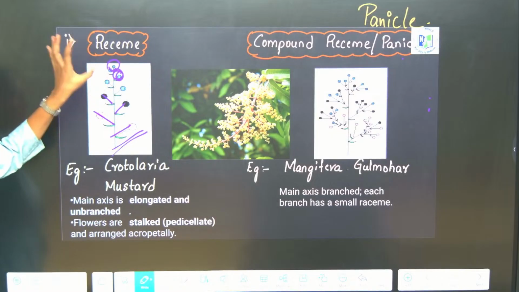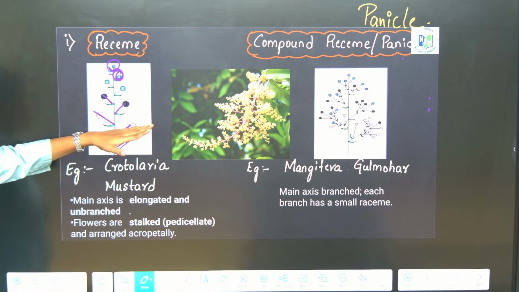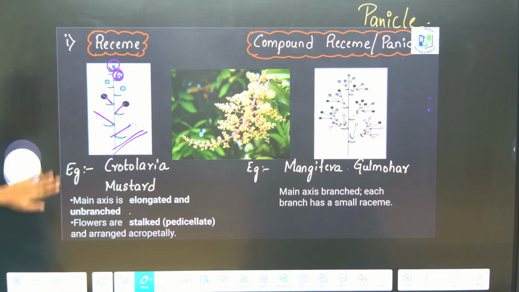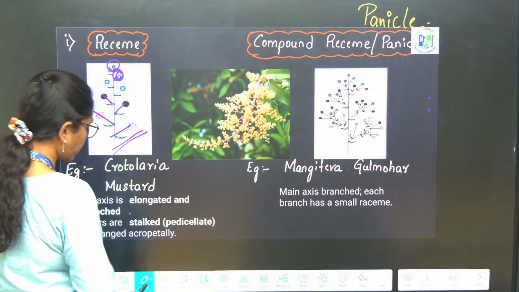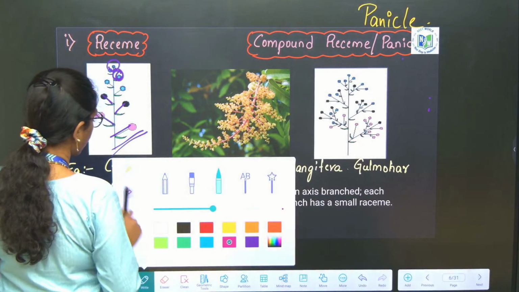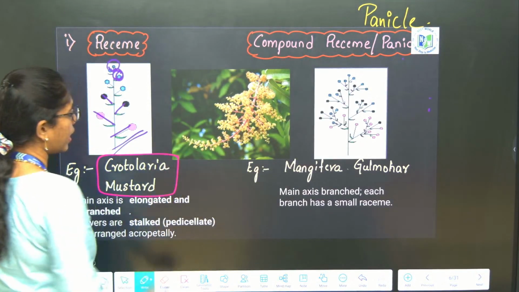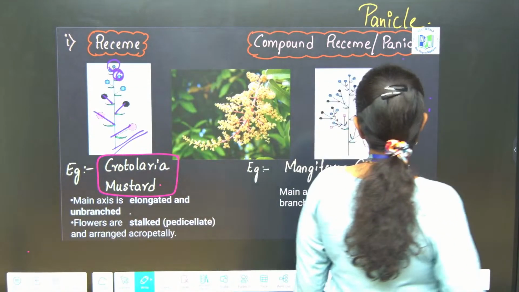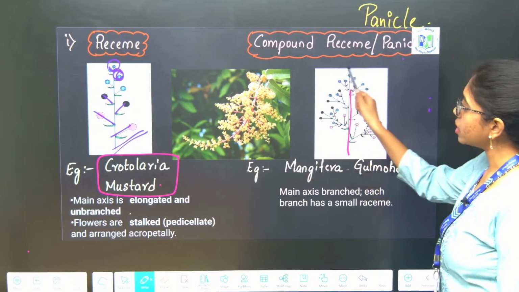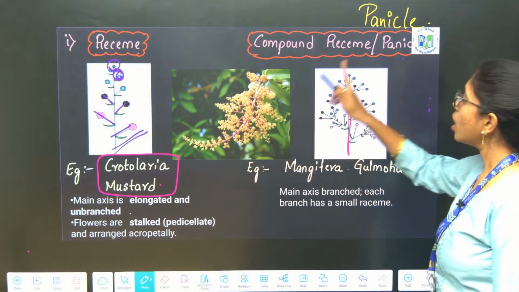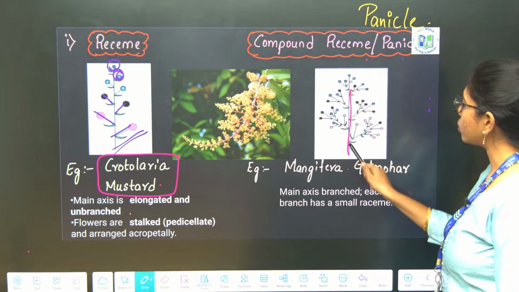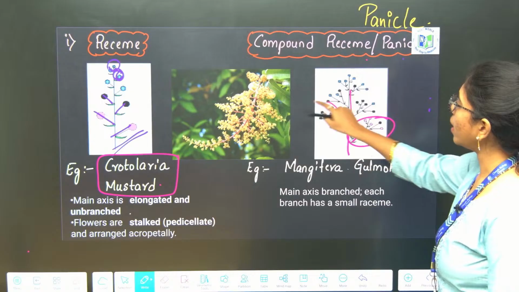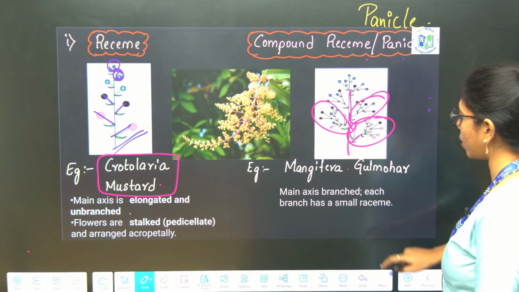Here, elongated, unbranched stem, stalked flowers arranged in acropetal succession, then you will term it as what? Simple raceme. Examples include Crotalaria and mustard, which belongs to Brassicaceae family. And here you see branched raceme. The main axis in simple raceme is unbranched. In compound raceme, the main axis is branched, and each branch has one raceme. This is compound raceme.